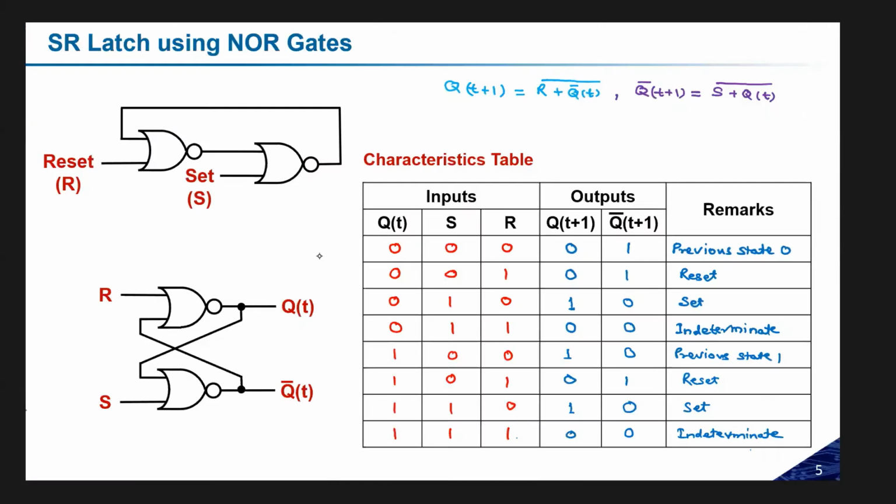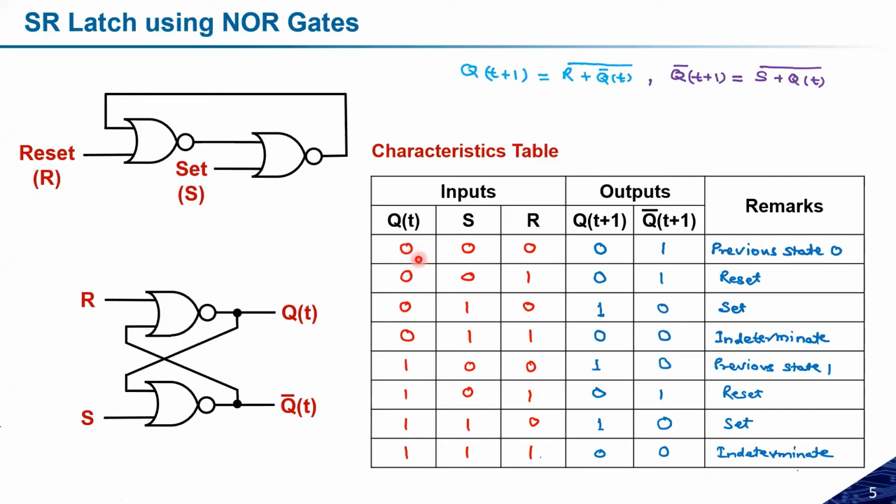What were the exact values? The K-map is based on Q(t), S and R, where we have 000, 001, 010 and so on. So we have a total of 8 possibilities, and out of these, Q(t) was 0 1 0 1 0 1 0 1. Let us try to make the K-map for this Q(t+1), so we need to remember these values.